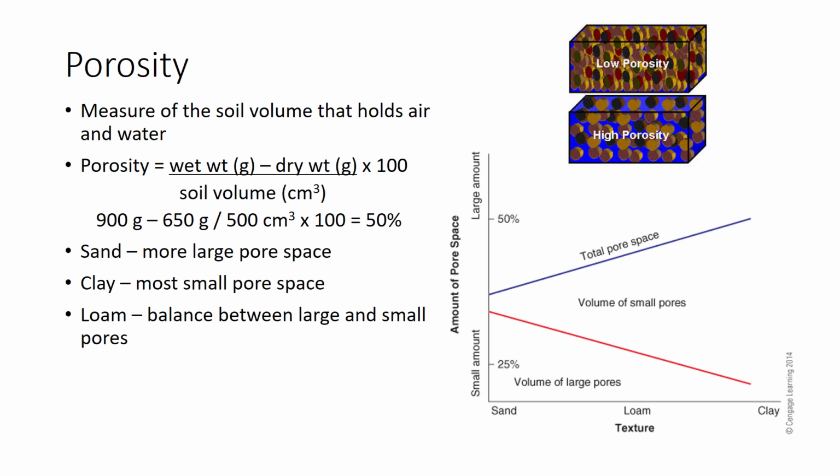The soil core, used as an example before, had a volume of 500 cubic centimeters and weighed 650 grams when dry. When wet, the same core weighed 900 grams, therefore the porosity is 50%.